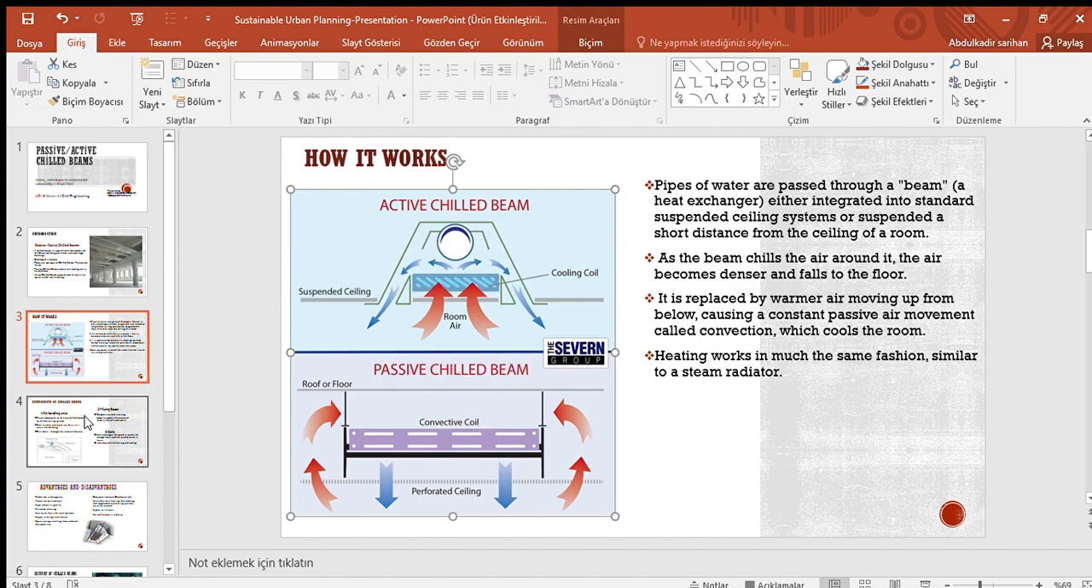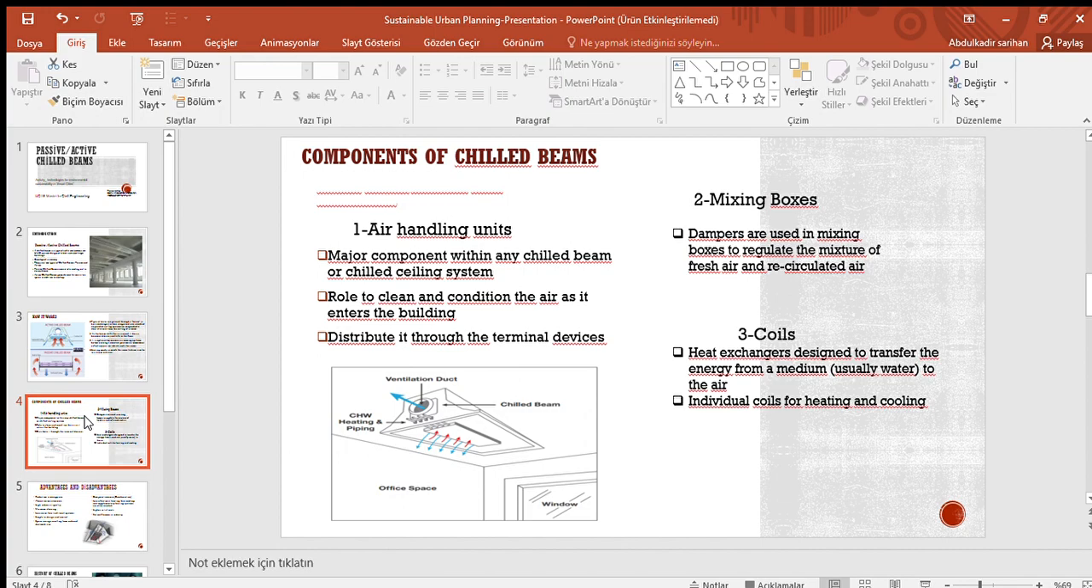And here are the components of chill beams. Actually there are more components, but these are the basic ones, the biggest ones. Air handling units, yeah, this is the whole unit. It is the major component within any chill beam or chilled system. It distributes air throughout the terminal devices. And mixing boxes is this part.